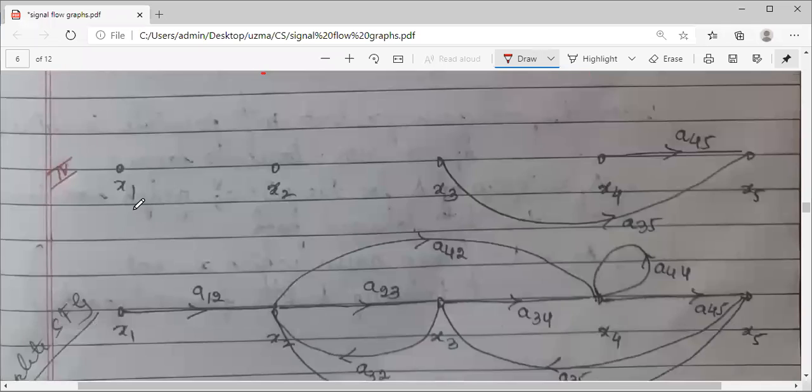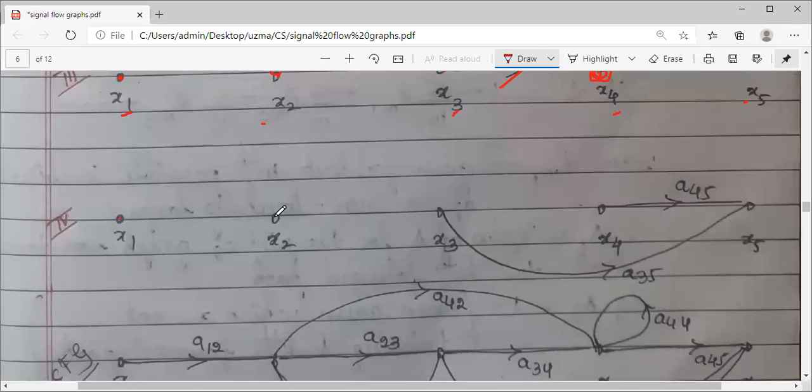So coming to the last equation, X1, X2, X3, X4 and X5. Mark all those nodes. Now X5 is your output. So to X5, which two signals are coming? One is from X3, one is from X4. So from X4 directly I can draw.